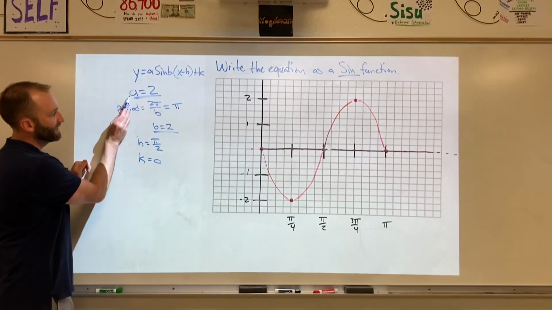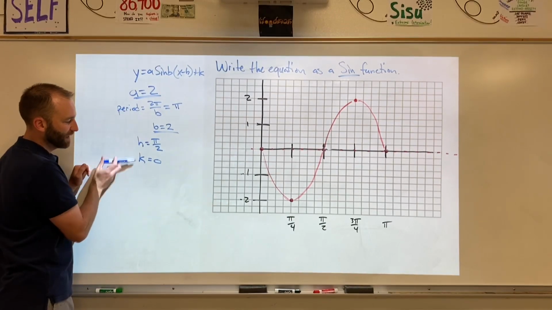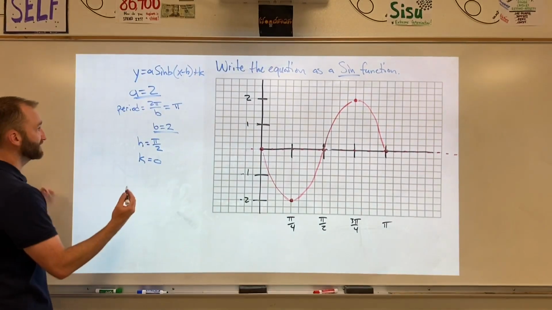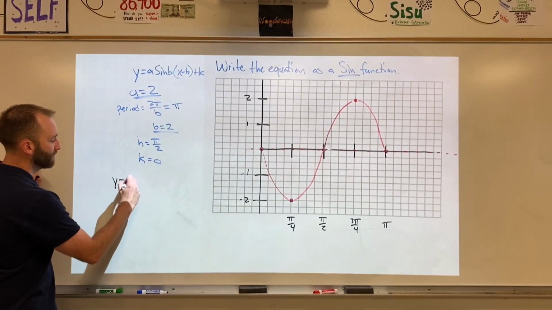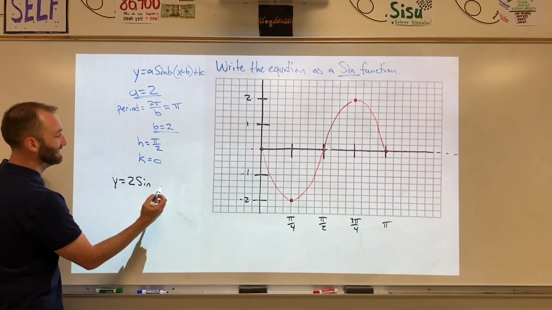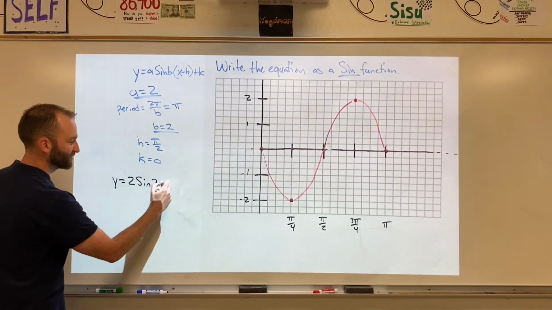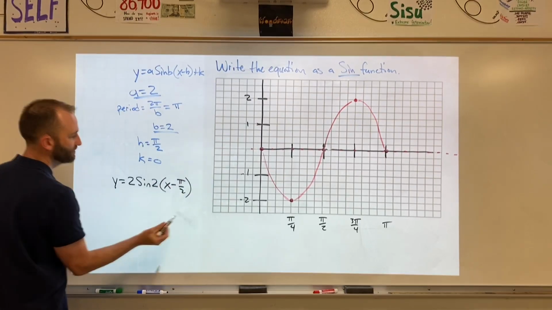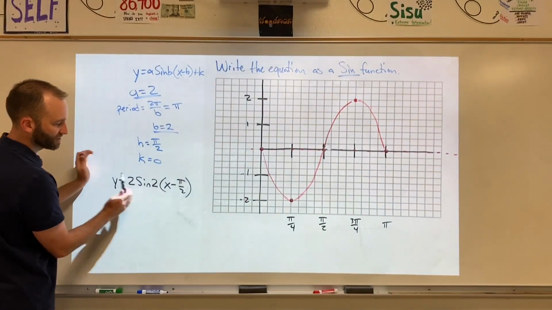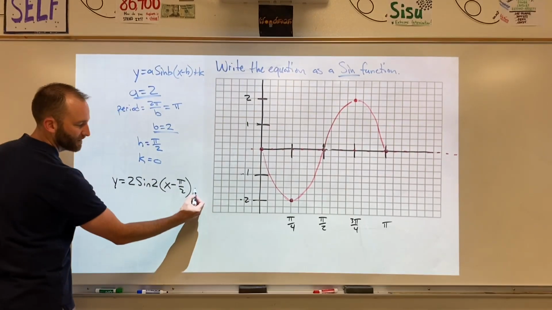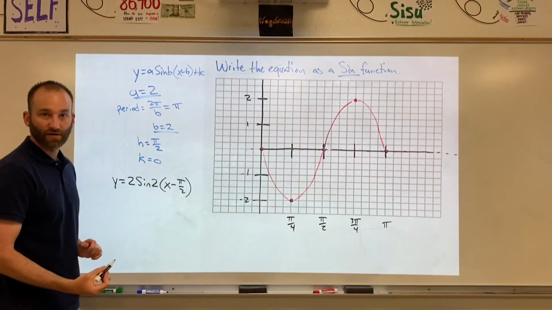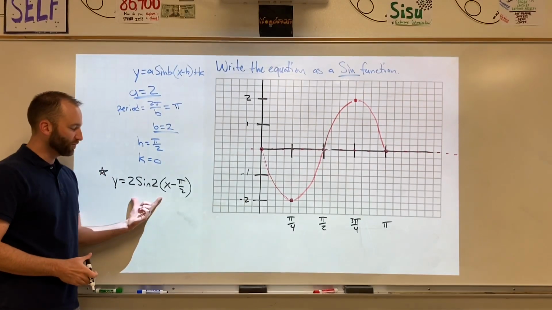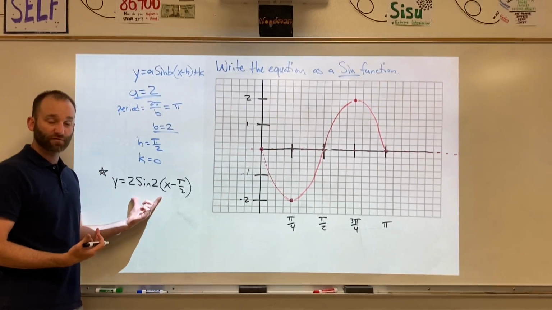So now that I have an amplitude, my b value, my h and k, I could write this general equation for sine. It's going to look like y equals 2 times the sine of b, which also equals 2, times x minus pi over 2, right? Always the opposite of h here. We're shifting to the right. And then the k value is 0. I could put a plus 0 if I want. Now, there's one example or one equation that could work for sine.